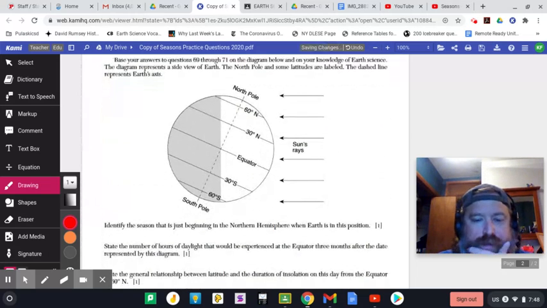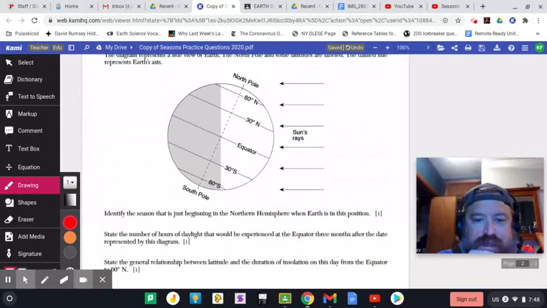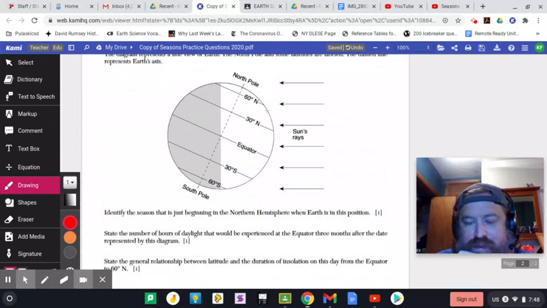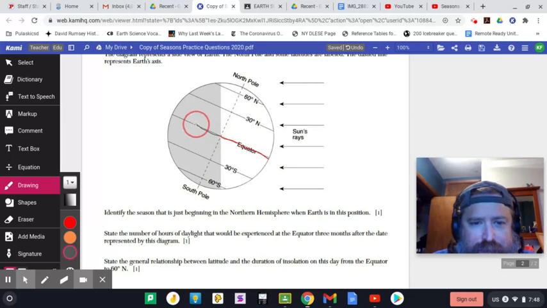All right, cranking up the difficulty a little bit with these, especially the last one. Identify the season that is just beginning in the northern hemisphere when the Earth is in this position. So we covered this. Now, I really like this question, even though the set of questions gets hard, because they're going to let us see. We'll have to talk about this in a number of ways. If you're near the equator, basically you've got 12 hours of daylight, which we'll do in red, and 12 hours of darkness. You're half in the sun and half out of the sun.